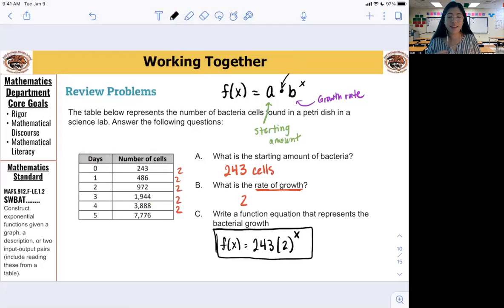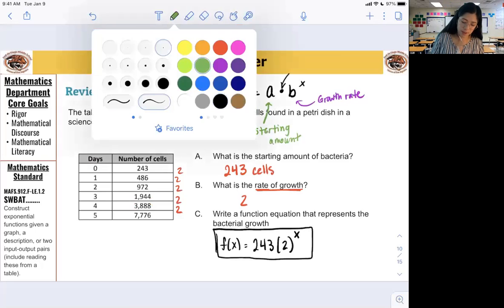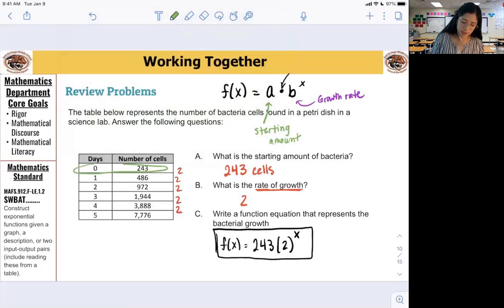So this is not too bad, okay? You find the rate of growth by dividing. You find the starting amount just by looking at the table. Just use your eyes. Where does it start? Where is it when it's 0? And now you just put those numbers together. Any questions? Okay, awesome.